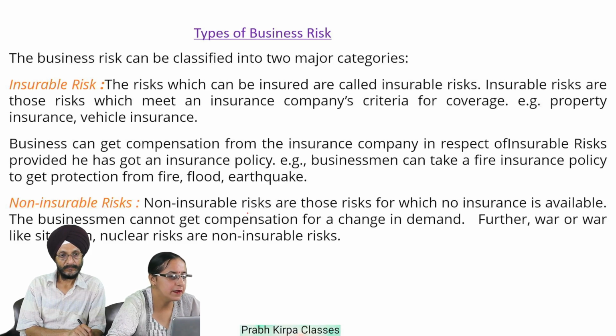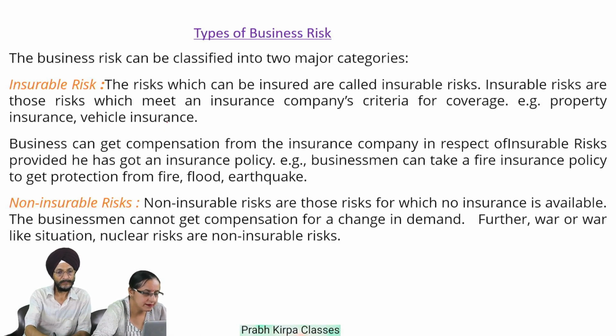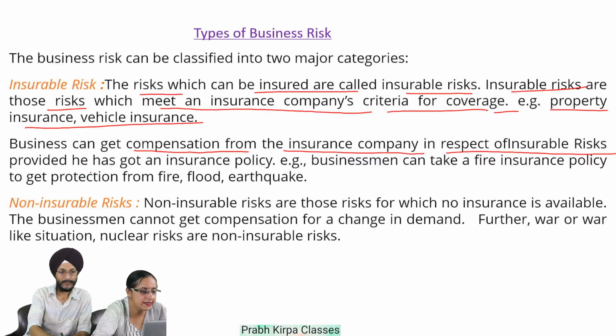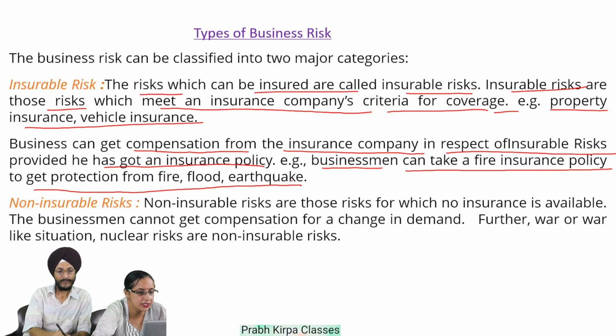Types of business risk. The business risk can be classified into two major categories. Insurable risk. The risks which can be insured are called insurable risks. Insurable risks are those risks which meet an insurance company's criteria for coverage. For example, property insurance, vehicle insurance. Business can get compensation from the insurance company in respect of insurable risk provided he has got an insurance policy. For example, businessmen can take a fire insurance policy to get protection from fire, flood, earthquake.